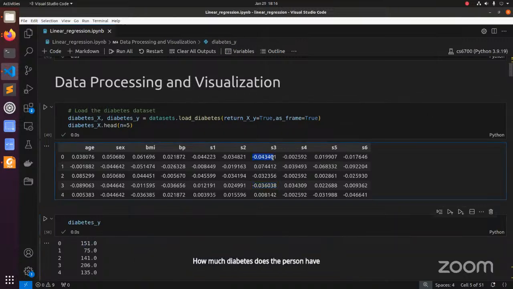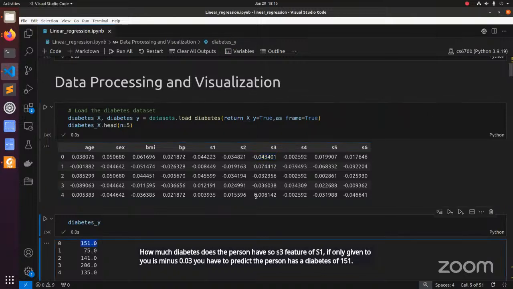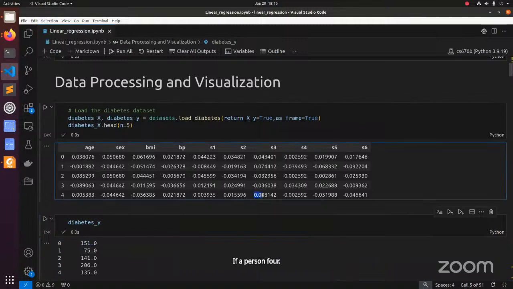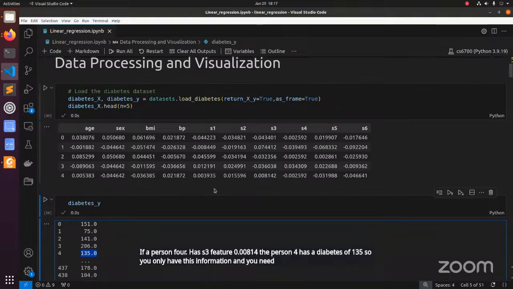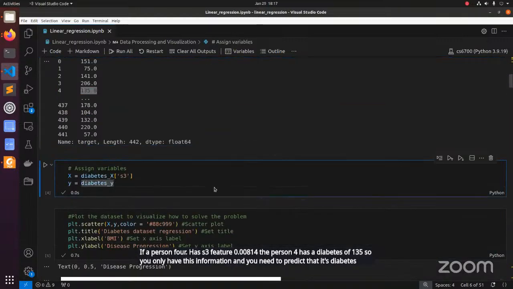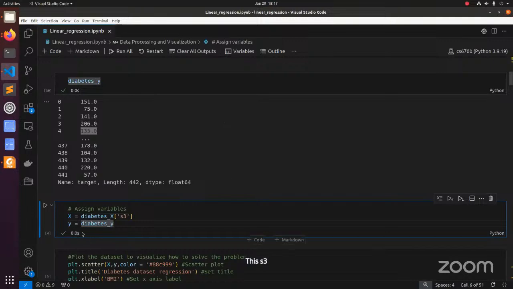So if the S3 feature of person 1 is minus 0.043, you have to predict that the person has a diabetes of 151. If person 4 has S3 feature 0.00814, the person has a diabetes of 135. So you only have this information and you need to predict the diabetes. Only given this feature, that's what x is. You just chose the S3 feature, and these are the diabetes values.